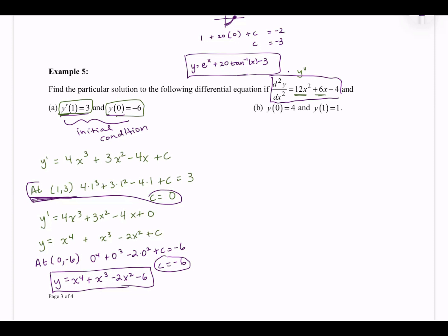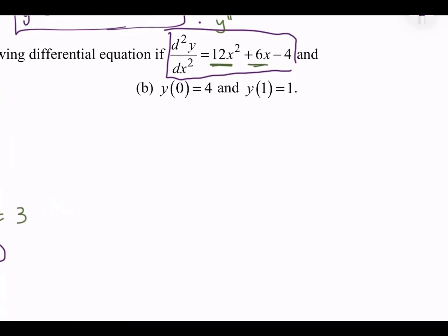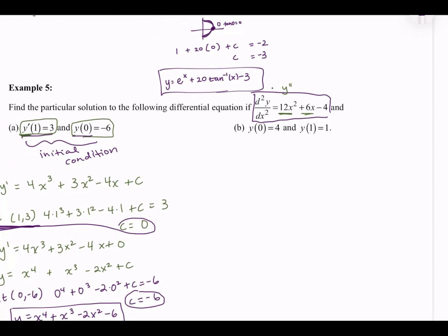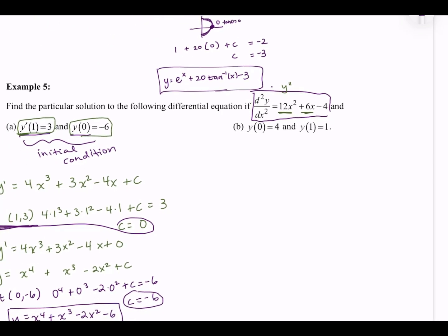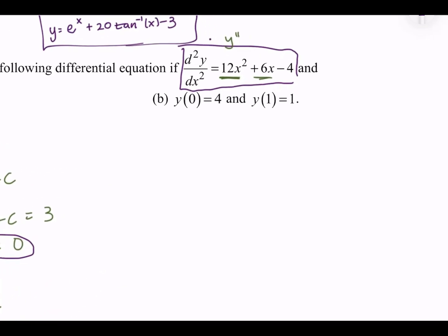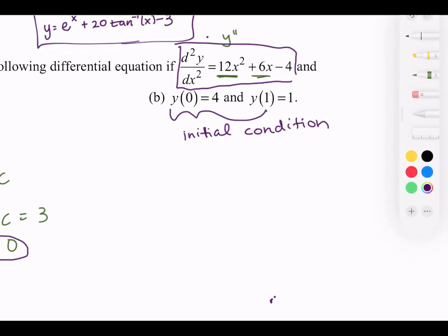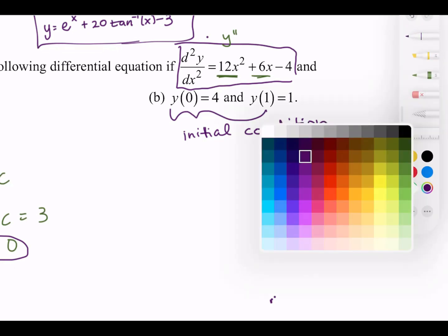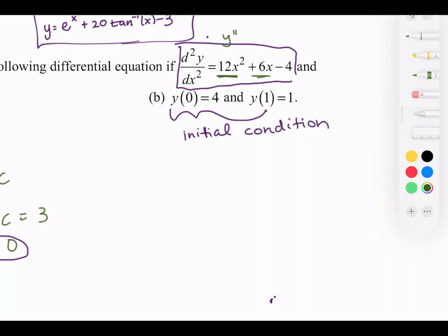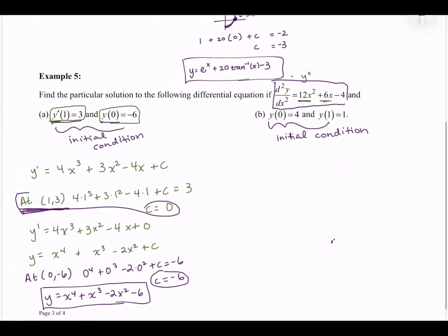Cool. And so B is just a little bit different. You can see in A I got initial conditions for y prime. In this case, I just have initial conditions both in terms of y. So it's going to make the steps that I take a little bit different. Still very similar. So I'm going to start off by finding the general solution, which I already found over here, so I can just write that.